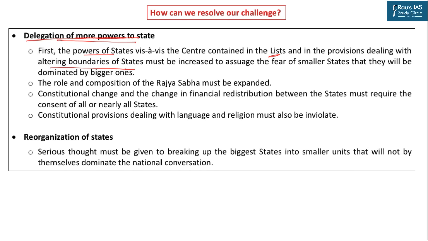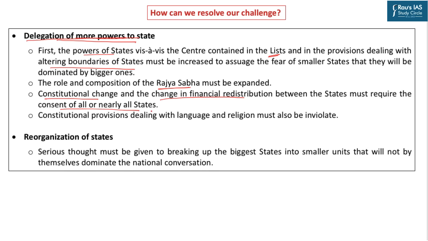The author also suggests that the role and composition of Rajya Sabha must be expanded. We have seen the scuttling of the role of Rajya Sabha in the context of many important bills being introduced as money bills. The author is of the opinion that constitutional changes, or changes in the financial relations between the center and the states, must require the consent of all or nearly all states, not a simple majority. Presently, the majority of the states' opinion is required in matters impinging on the interest of the states. But general constitutional change does not require this say, nor does the financial redistribution done on the recommendation of the Finance Commission.